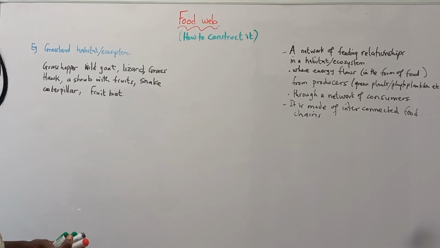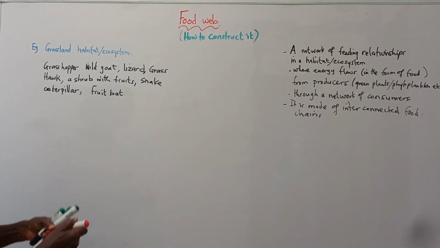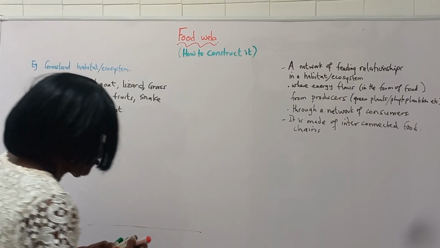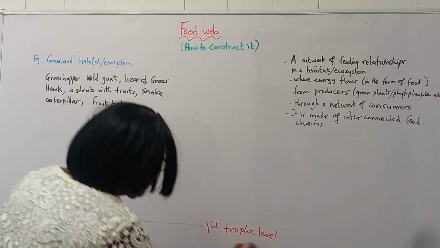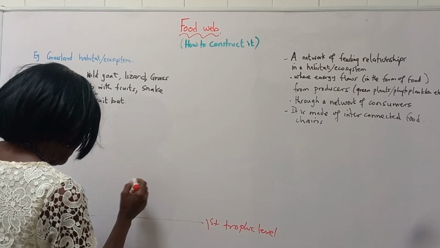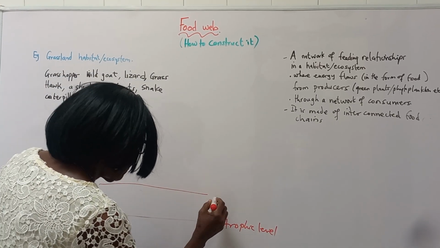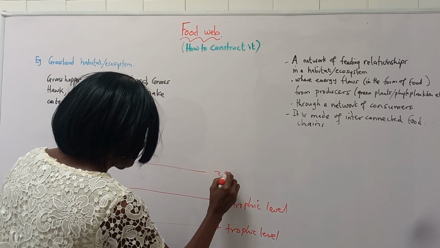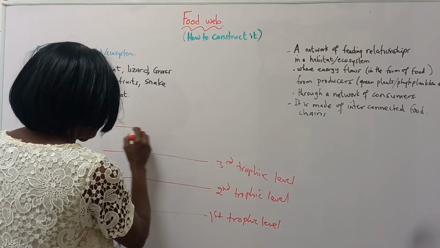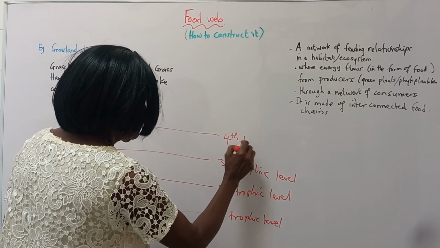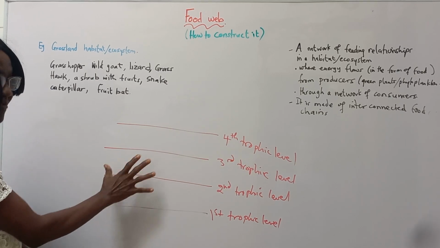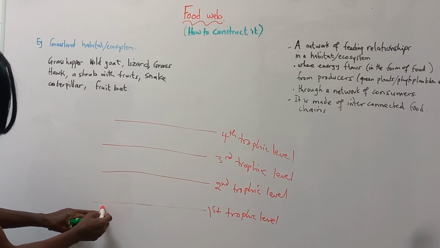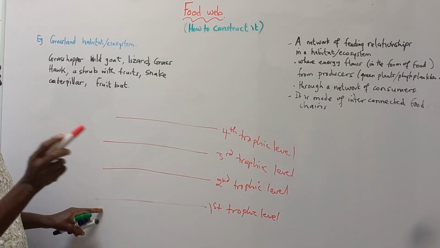For the first step, always have an imaginary line. You can just have a small line. You have the first trophic level. Then you have another one, which you write the second trophic level. You have a third trophic level. And then the fourth trophic level. This should be pencil because when you finish, you clean the pencil out. So what you do next is to arrange the organisms that form the first trophic level.